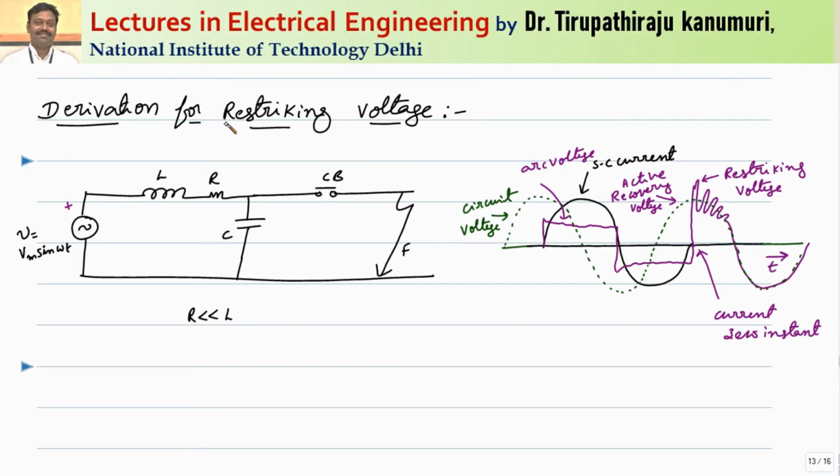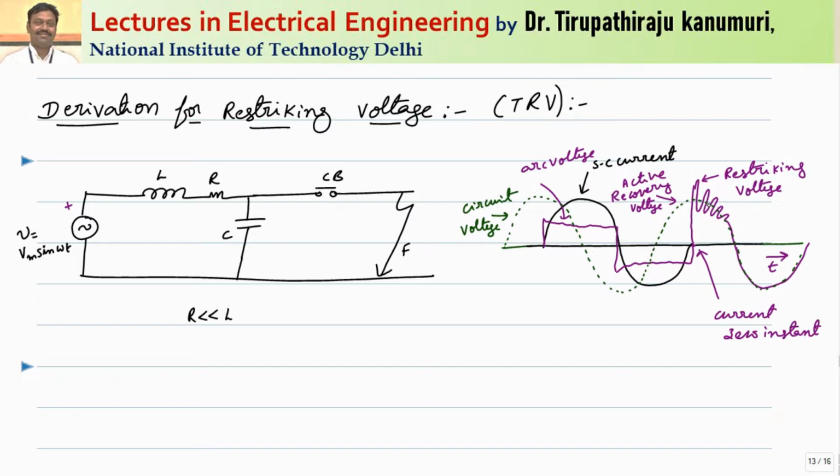Now we are going to derive the restriking voltage. The instantaneous value of the voltage after the arc extinction is called the restriking voltage, and it is also sometimes called transient recovery voltage, because nowadays they are not using the term restriking voltage. If you see the nameplate of any circuit breaker, it will be mentioned as TRV, which stands for transient recovery voltage. That means it is a recovery voltage which is a transient value. Later on the transients will die out, and finally only your recovery voltage will remain. So it is the sum of the active recovery voltage plus the oscillations that come.